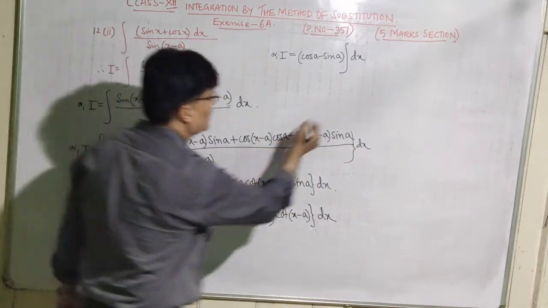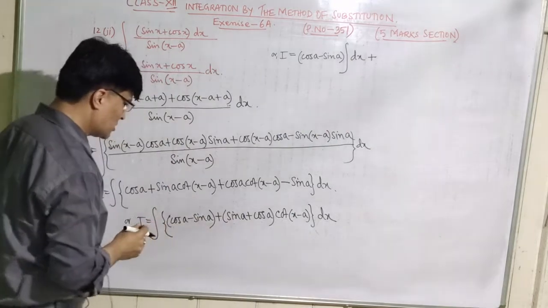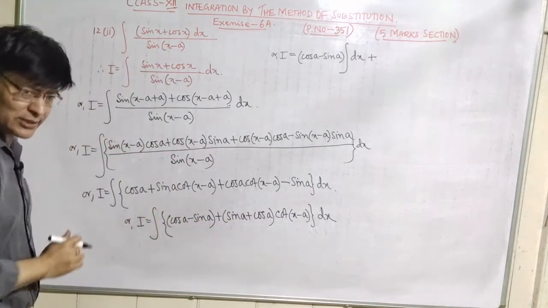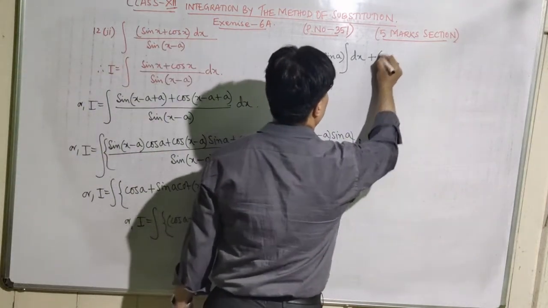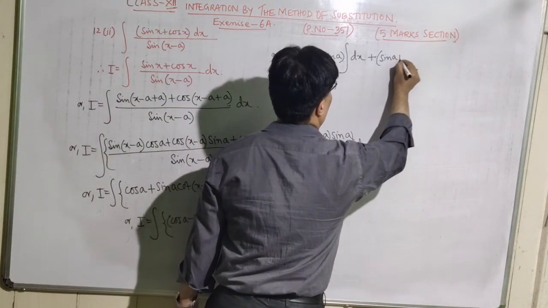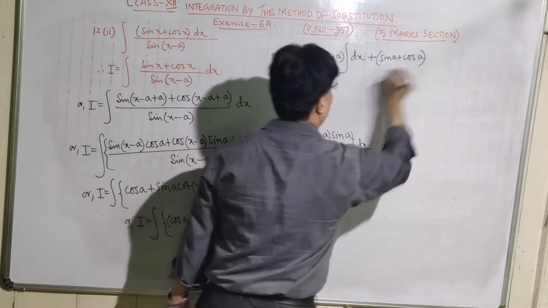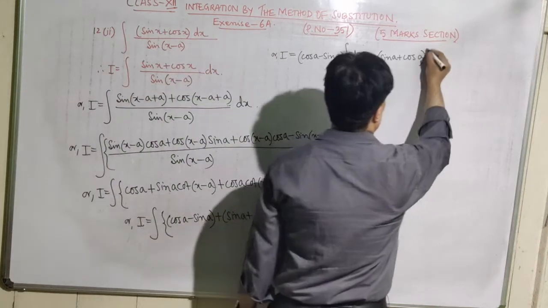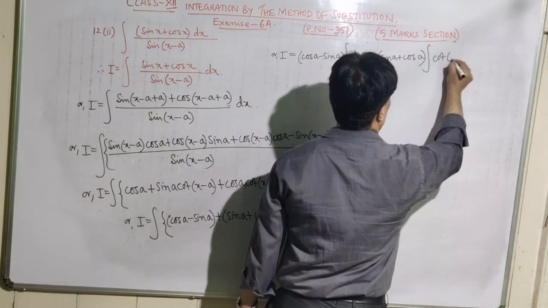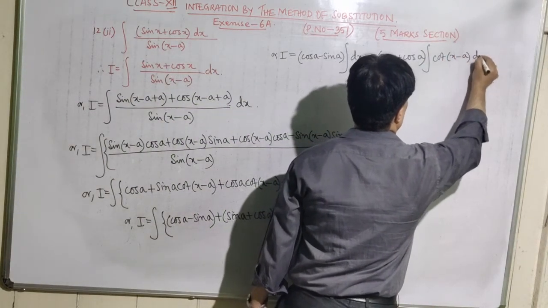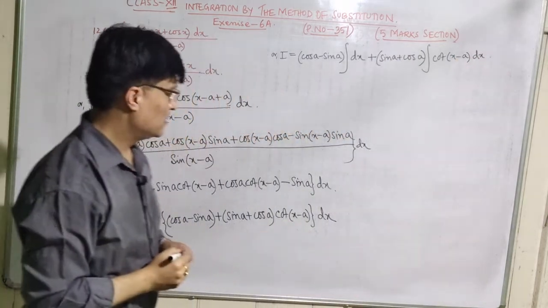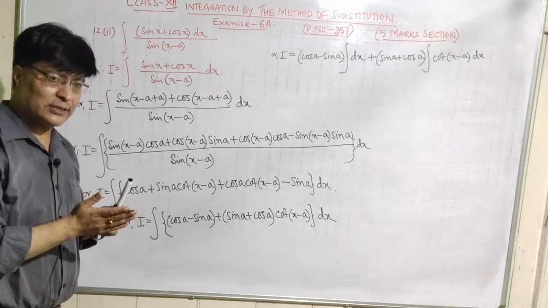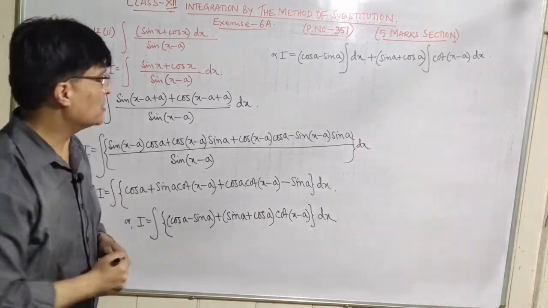Then what comes? Plus sign, and the constant comes out again. This sine A plus cos A is constant. It is taken outside the integral sign. So let us write here plus sine A plus cos A. Right? That is your constant. Then integral sign cot of x minus A dx. So I think you have understood it. That means we are separating the terms, and the constant term is written before the integration sign.